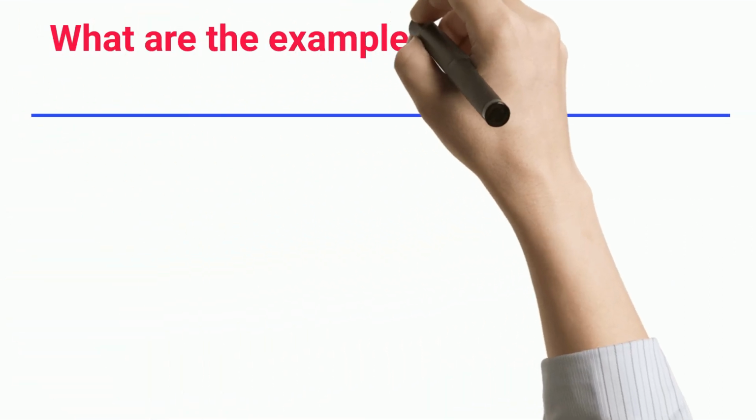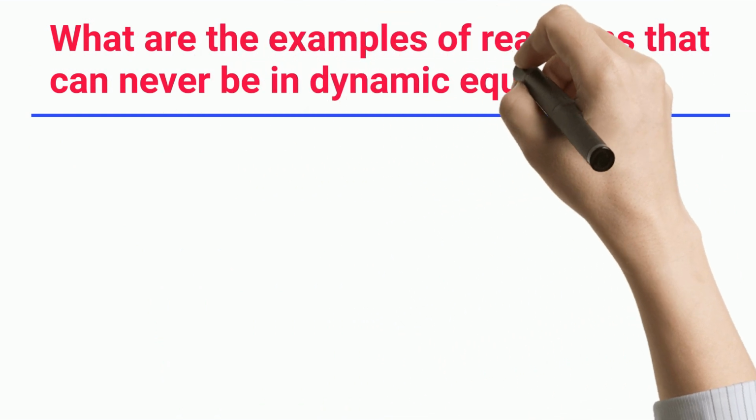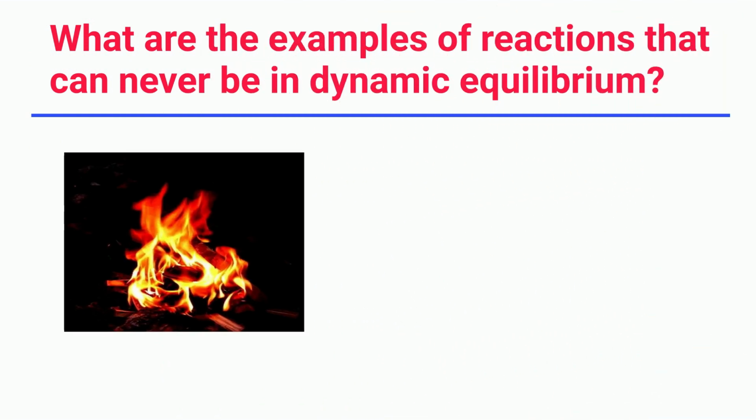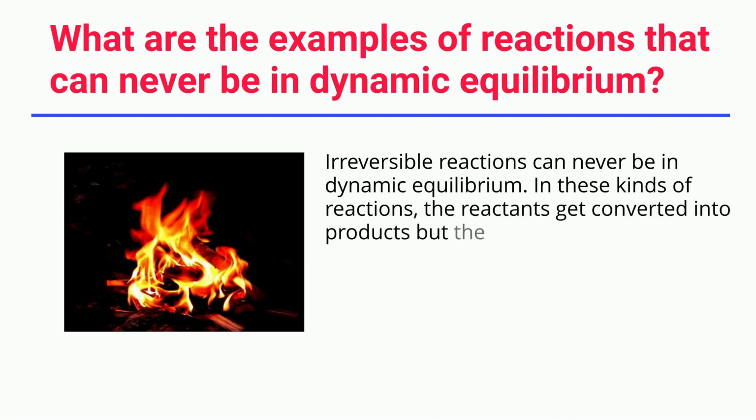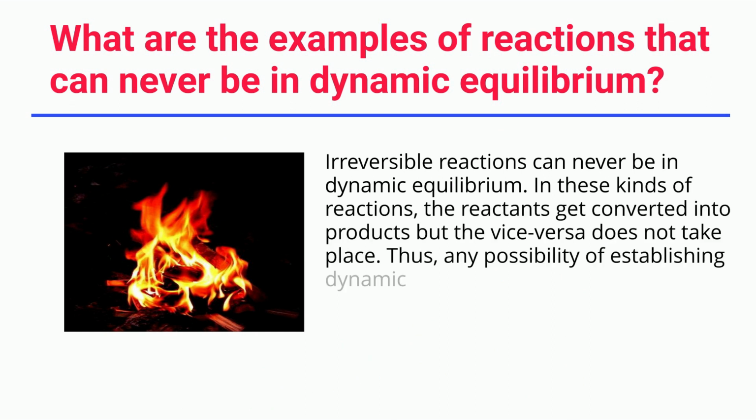What are the examples of reactions that can never be in dynamic equilibrium? Irreversible reactions can never be in dynamic equilibrium. In these kinds of reactions, the reactants get converted into products, but the vice versa does not take place. Thus, any possibility of establishing dynamic equilibrium is eliminated.